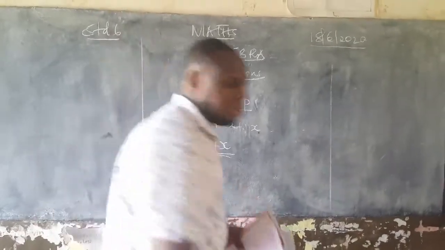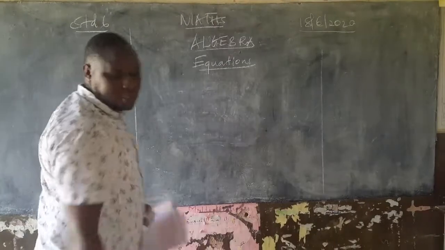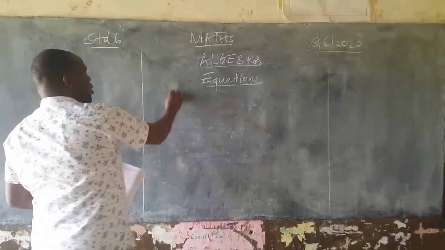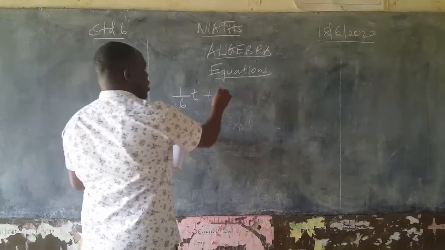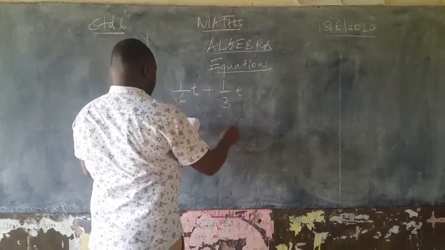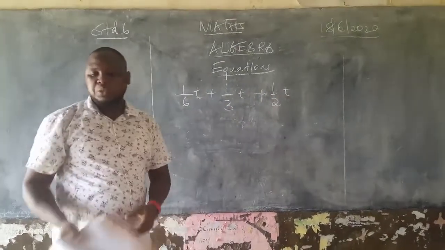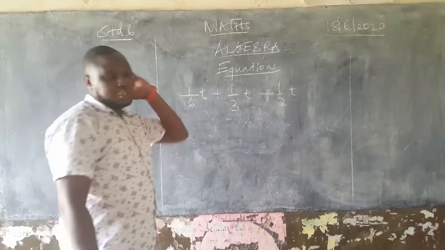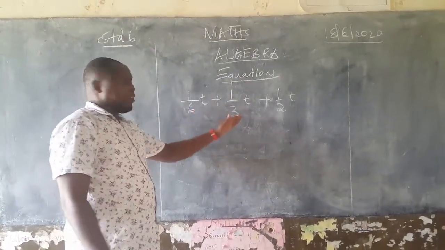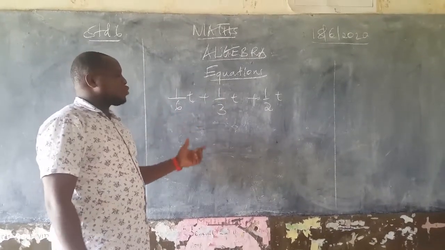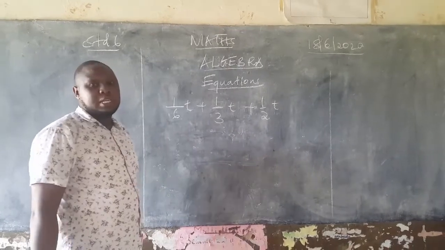And this question is going to be a fraction question, whereby we are getting 1 over 6 t plus 1 over 3 t plus half t. Just to remind you what we did in class 5, we are talking about the LCM. If you look at this one, these are not whole numbers, they are fractions. So whenever you are adding or subtracting fractions, you must use LCM.